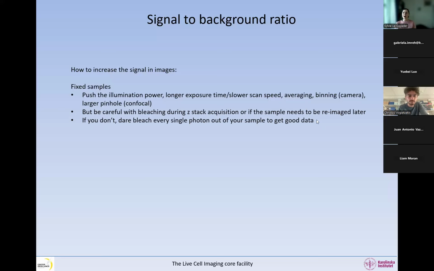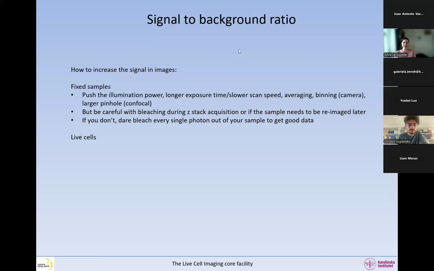Think about it. How often do you need to re-image these samples that we keep in the fridge for years? How often do you need to do that? Most of the time, you image it, you get the data, and it's gone, and that's it. And so while you're getting this data, instead of focusing on preserving your sample, make sure that you get excellent data out of it. So dare push the laser. Now, if you have live cells, yet, Juan.